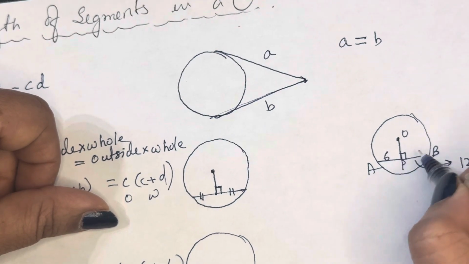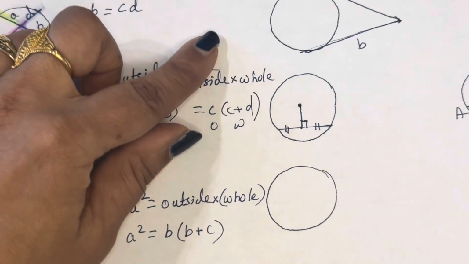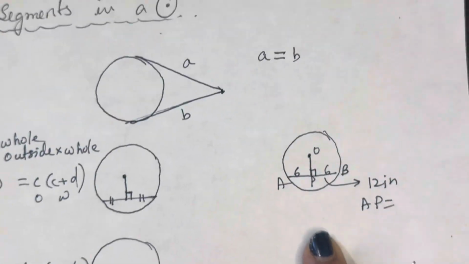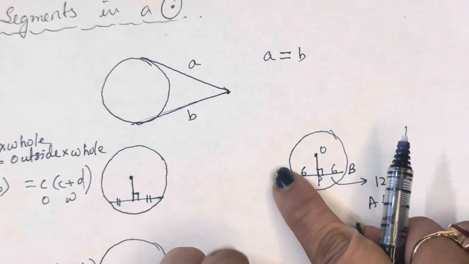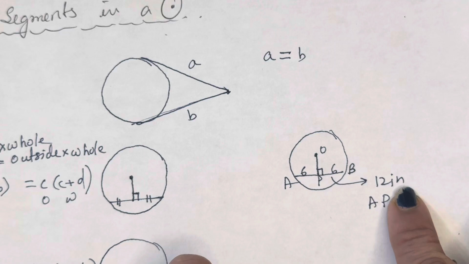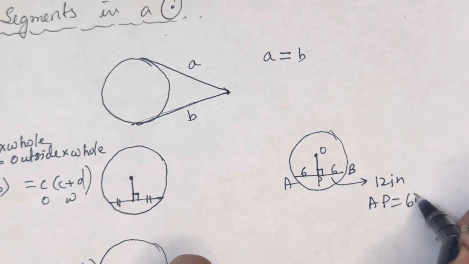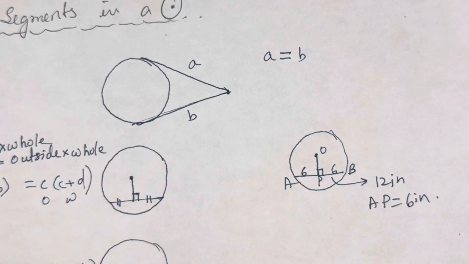AP will be 6 inch, PB will be 6 inch. I hope it is visible. So if I draw a perpendicular and this whole length is 12 inch, each part will be 6 inch. That is another property of a chord.